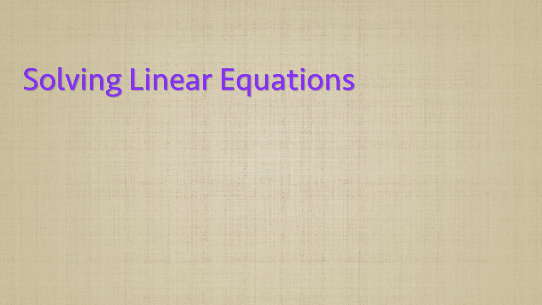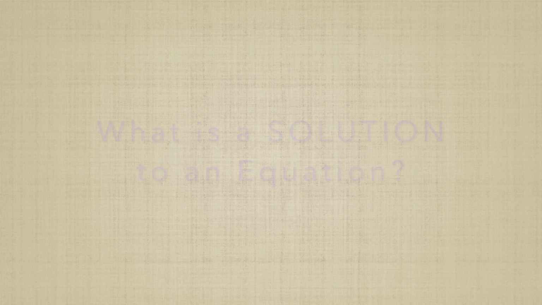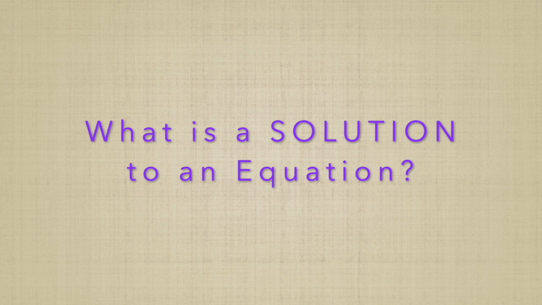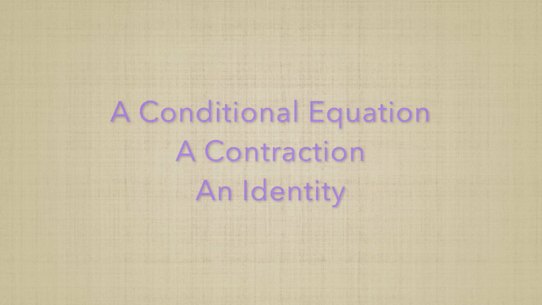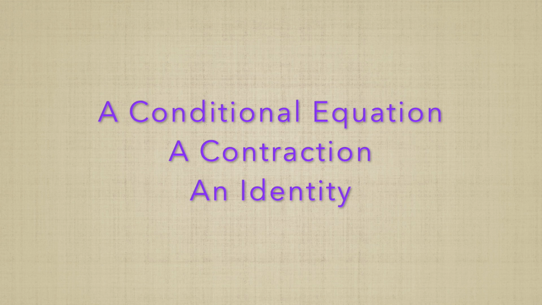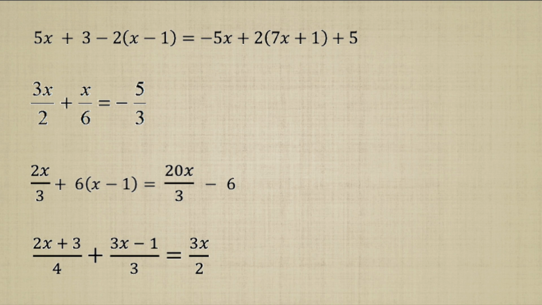In today's lesson, we're going to talk about solving equations. First, we're going to talk about what it means for something to be a solution to an equation. Then, we'll talk about three different types of equations: a conditional equation, a contradiction, and an identity. Then, we'll practice solving different types of equations, like the equations you see here.